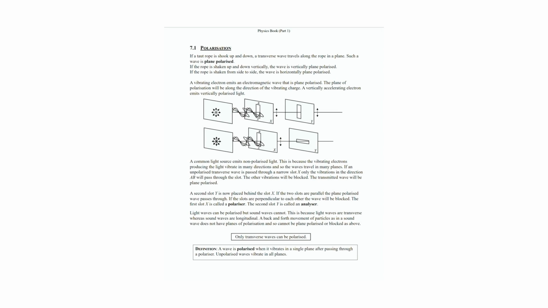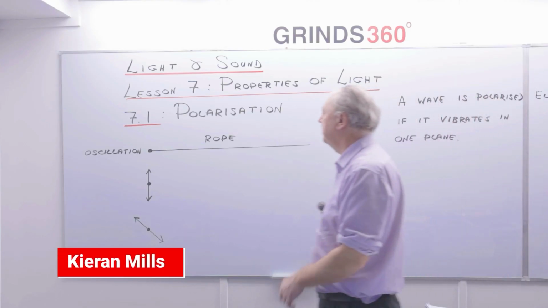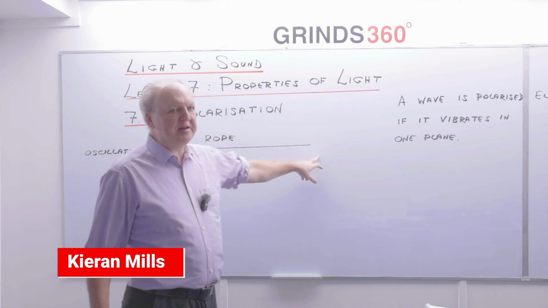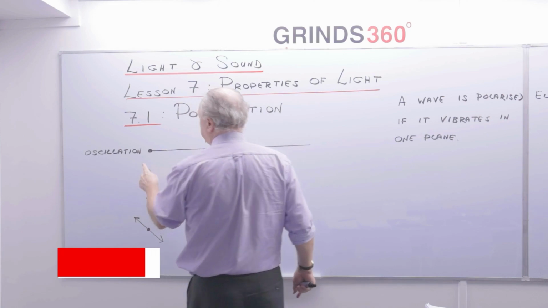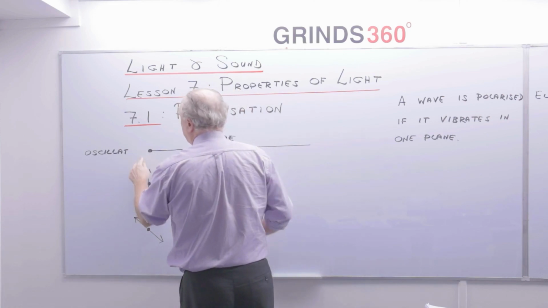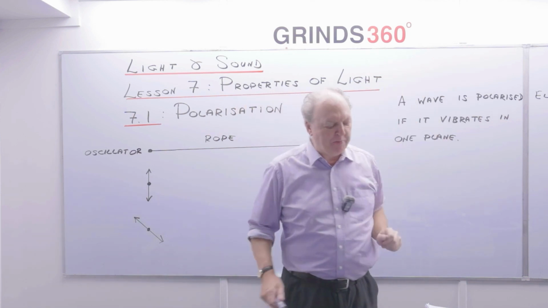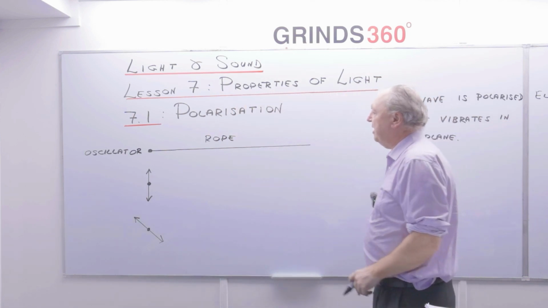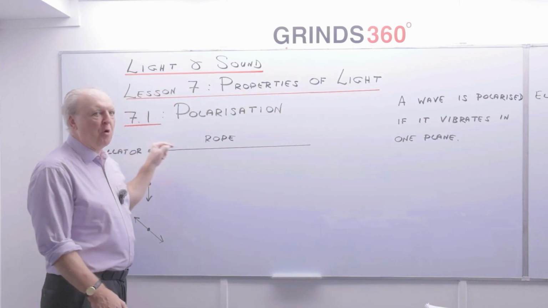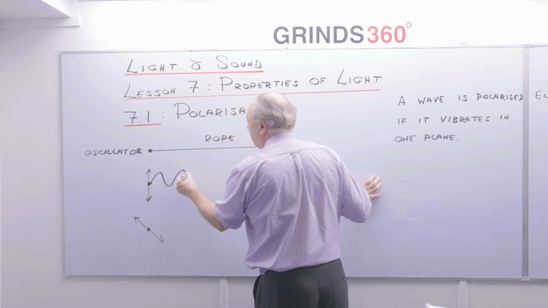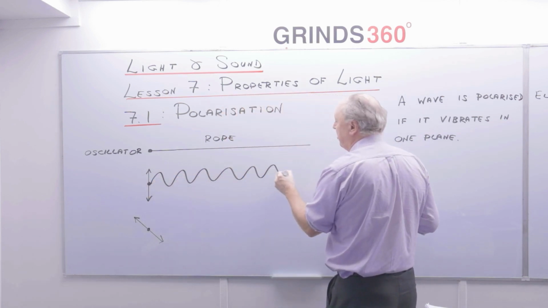So let me explain this concept of polarization. It's a little bit tricky to understand. Let's say I've got a rope. The other end of the rope is attached to some fixed base, and I'm going to oscillate the rope. This is my oscillator here, which could be your hand shaking the rope up and down. If you shake the rope up and down, you're going to send a wave down the rope like this. We've already talked about this when we did waves earlier.